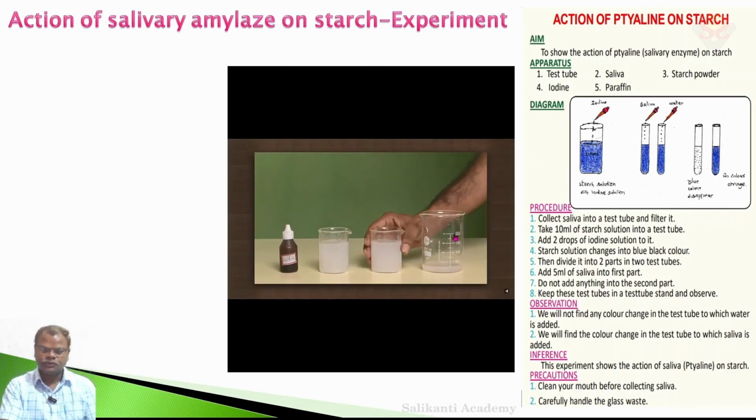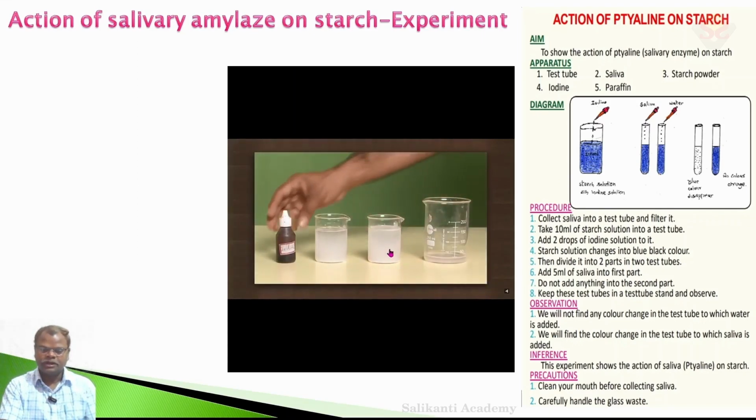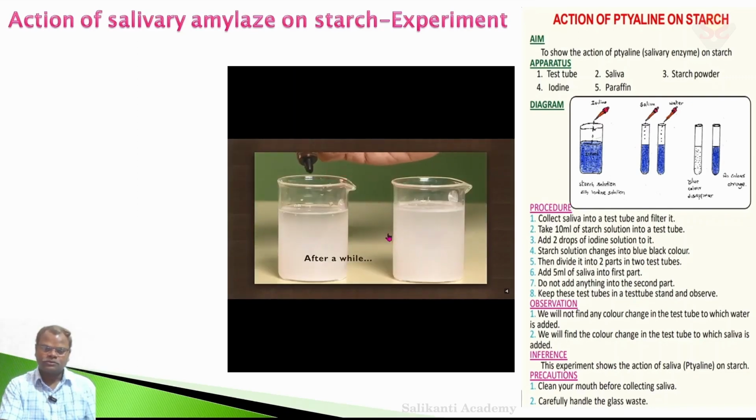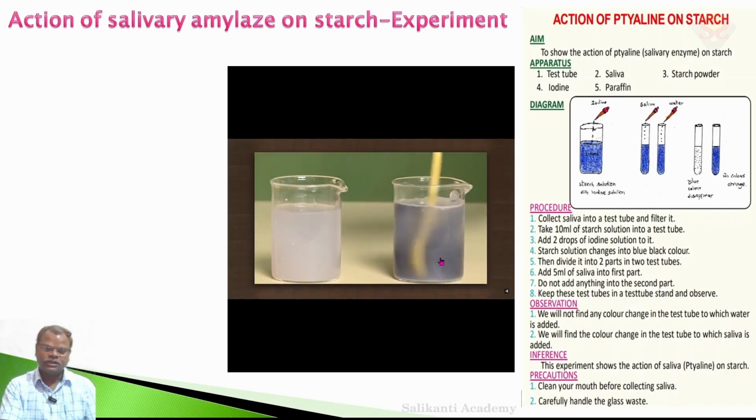First procedure: collect saliva into the beaker that contains starch solution. Then pour 2 drops of iodine in each beaker, both having starch solution. One beaker having saliva, another beaker not having saliva. After mixing these beaker solutions, you observe carefully. After mixing, you leave it for a few minutes.